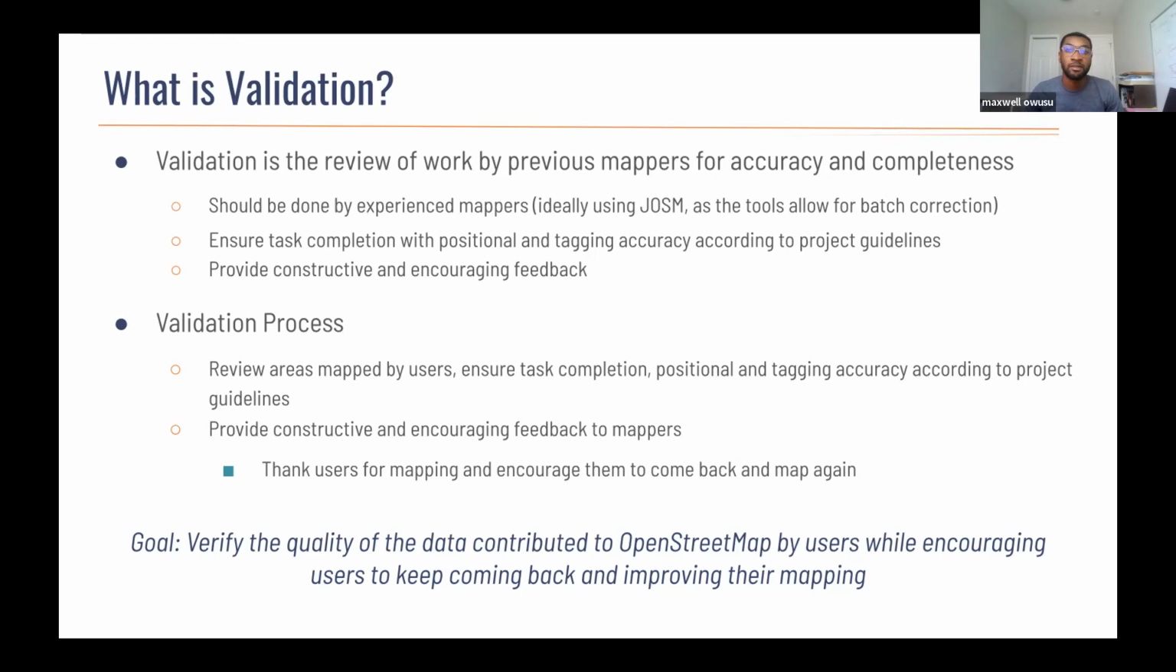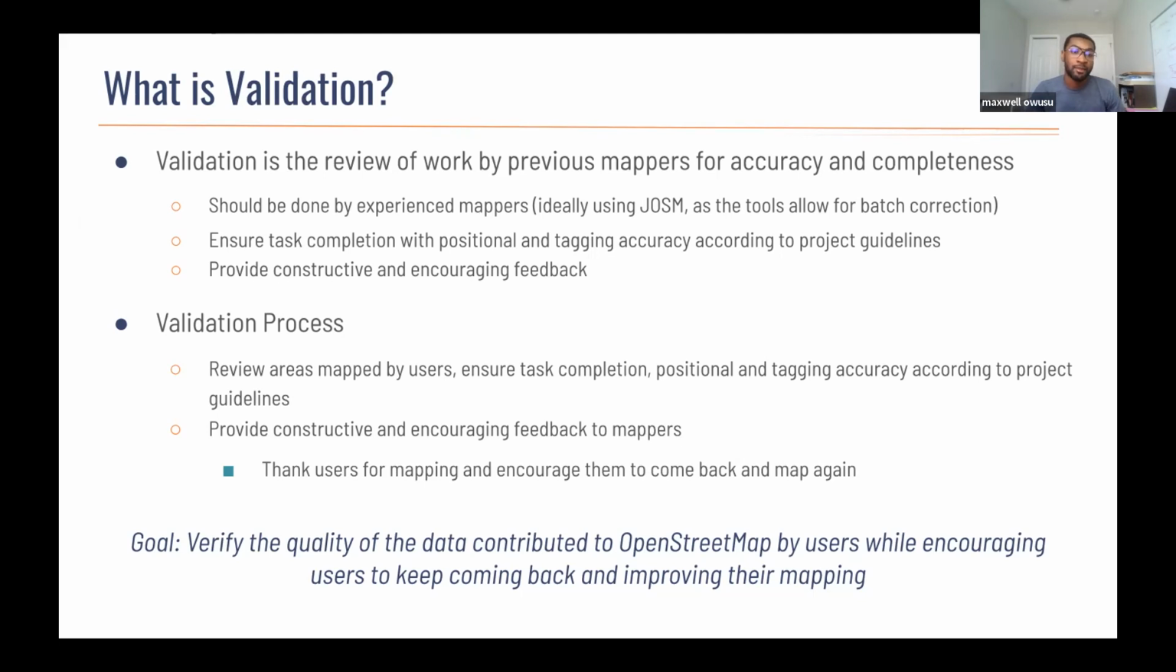With positional accuracy, you make sure that if you are mapping a building, the building is actually in the place where it's seen in the imagery. This ensures quality of data, and it allows people to easily use the data with no problems.